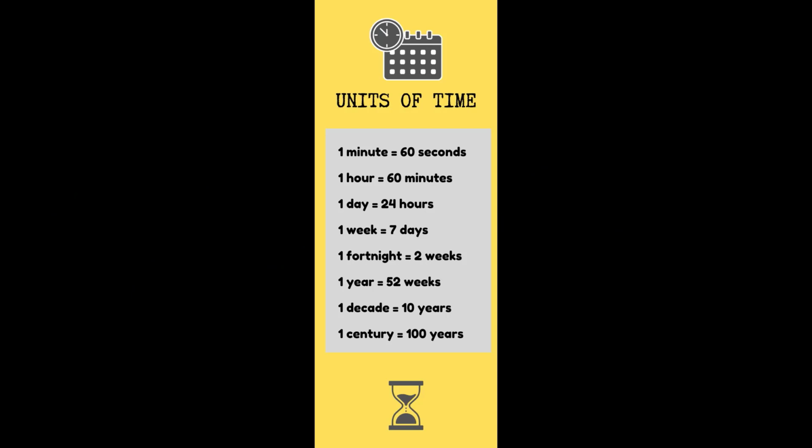So putting that into a table here, 1 minute equals 60 seconds, 1 hour equals 60 minutes, 1 day equals 24 hours, 1 week equals 7 days, 1 fortnight, which we didn't mention before, is 2 weeks, 1 year has 52 weeks, a decade is 10 years, and 1 century has 100 years.